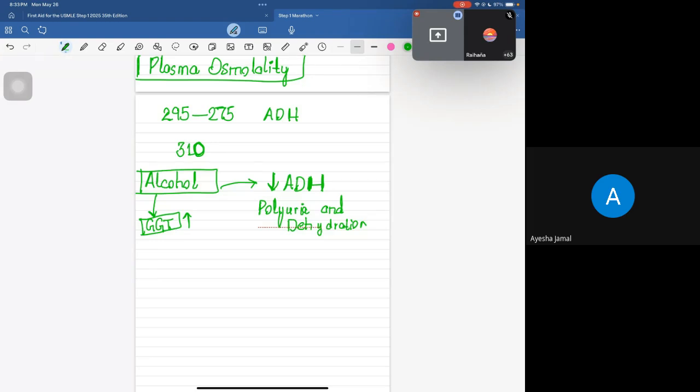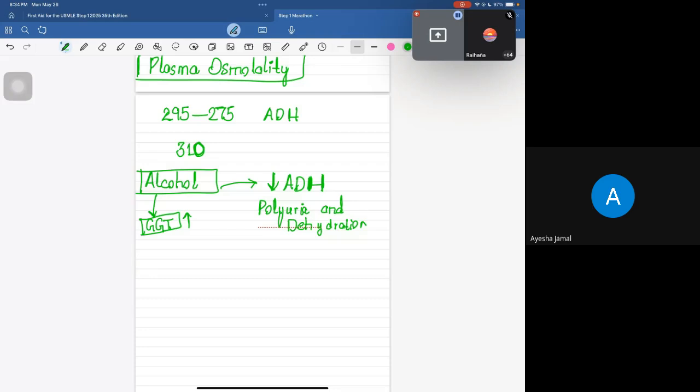So they could give you a person and they could say that a person comes to you and that person is having increased amount of GGT in the blood, and at the same time the person is very dehydrated. And now they could ask you, what is the pathophysiological mechanism that causes this dehydration in this person, right? And then you are gonna say, what in the world is this question, what is it even asking me, right?